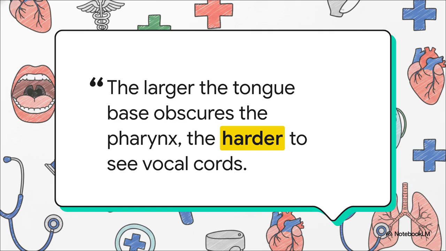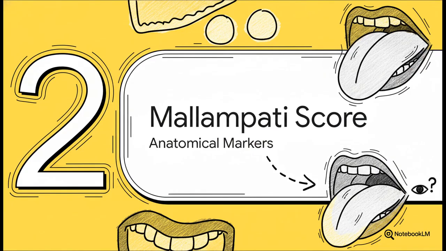Dr. Mallampati's core hypothesis was simple, but honestly, it's profound. He said, the larger the base of the tongue and the more it obscures the pharynx, the harder it is to see the vocal cords during laryngoscopy. It basically establishes a direct, physical link between the anatomy you can see on the outside and the dangerously hidden structures on the inside.